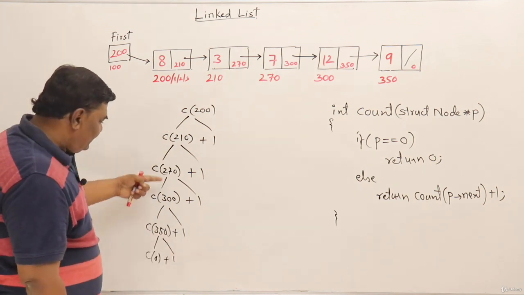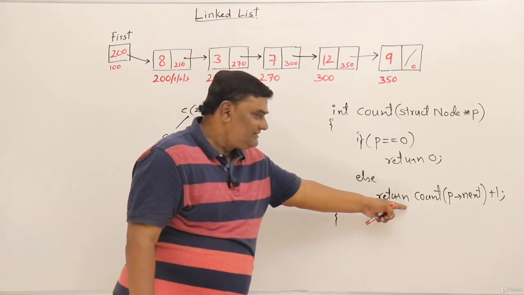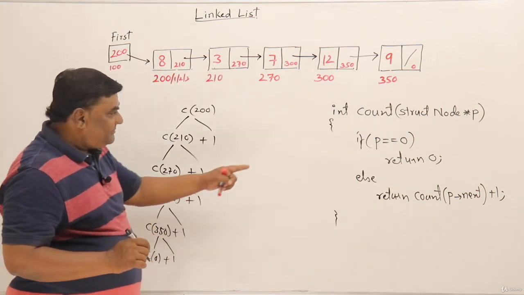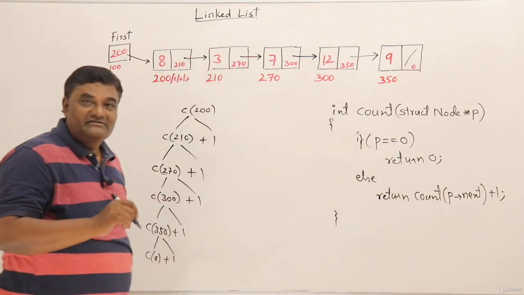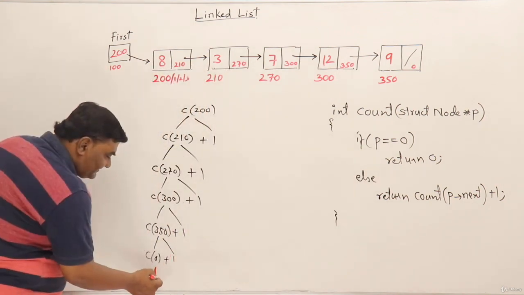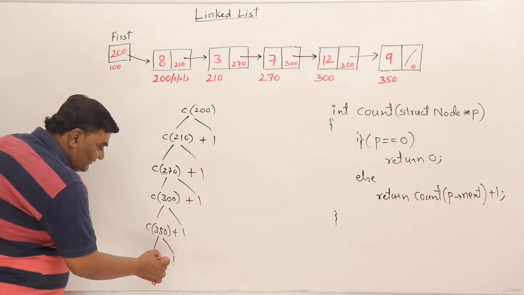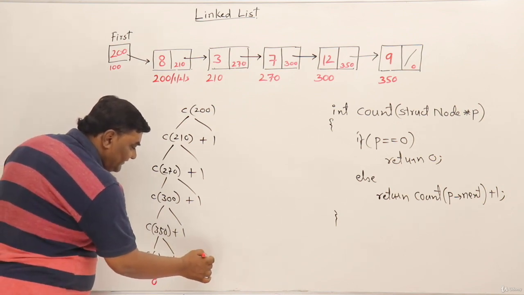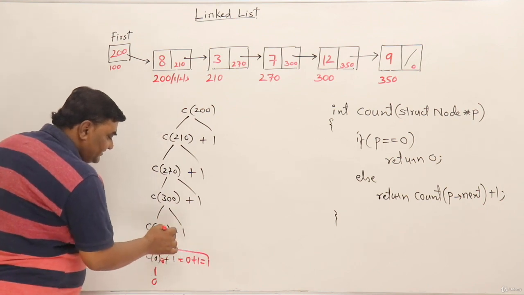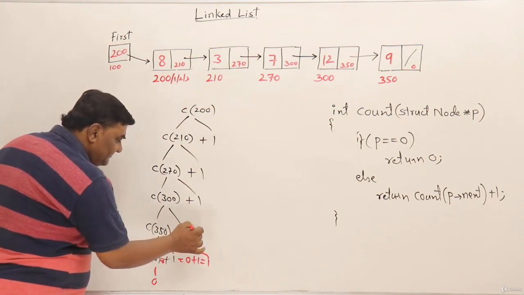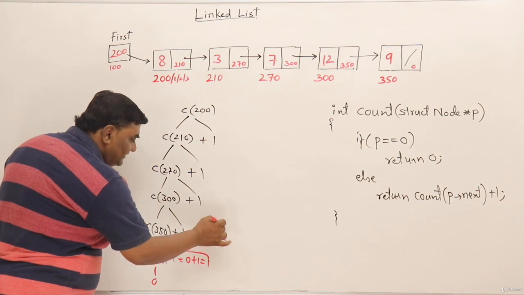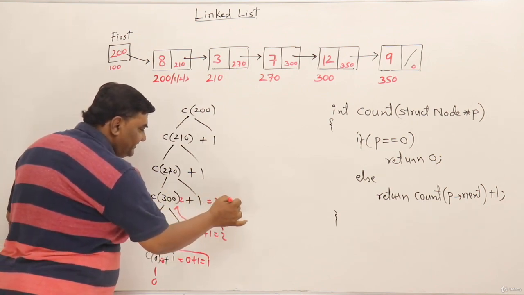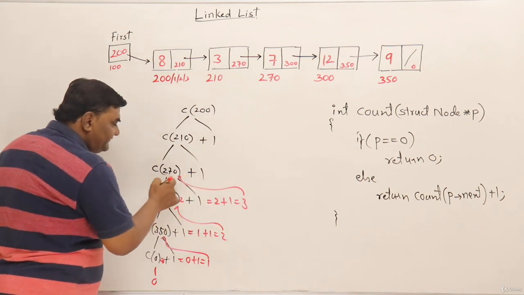So for 350, C of 0 plus 1, adding 1 will be done afterwards. So you can see that in all these steps, it has entered into the else part only. Now P became null. So when P is null, what does it return? It returns 0. So the result of this function is 0. So this will be 0 plus 1 is 1. And the result of this function is 1. So this will be 1 plus 1, that is 2. So the result of this function is 2. So this is 2 plus 1 is 3. So the result of this function is 3.